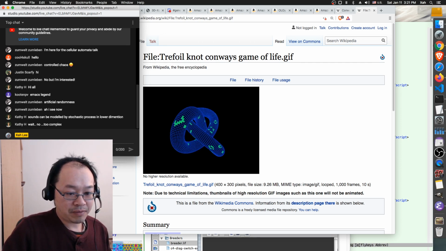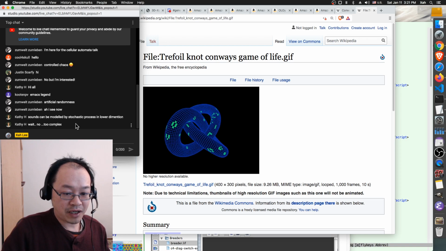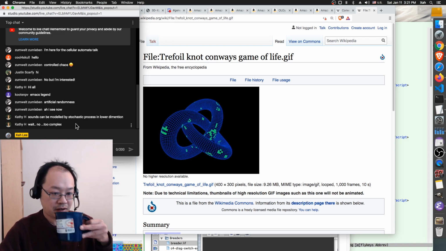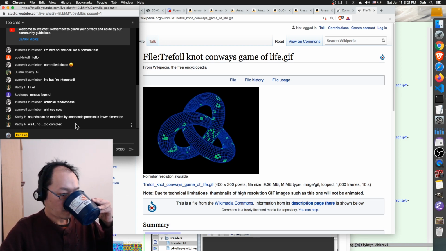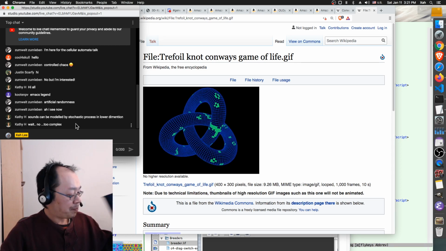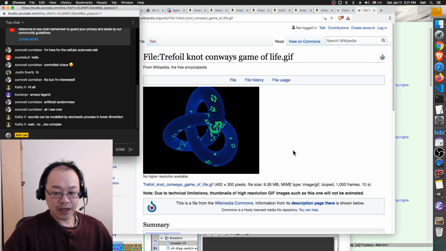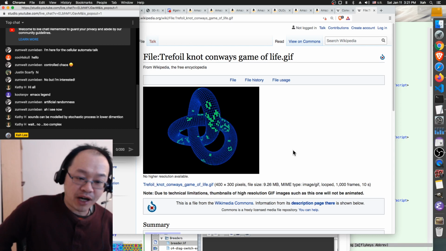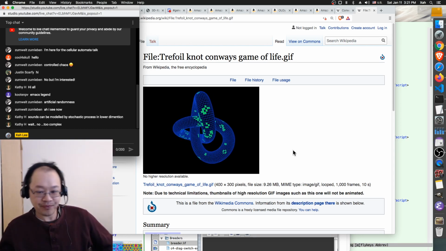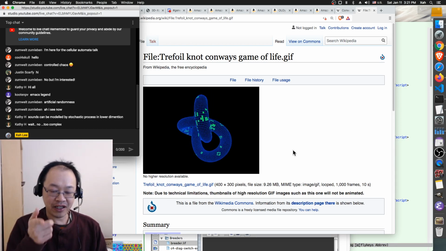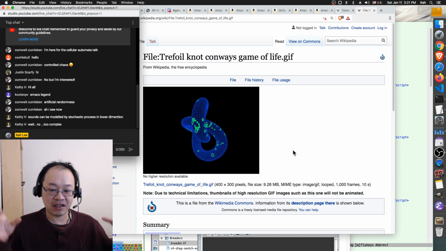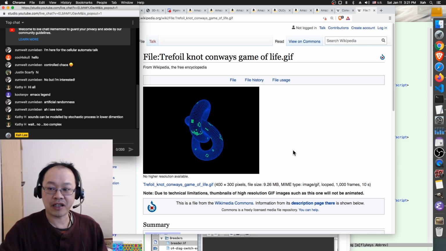So sounds can be modeled by a stochastic process in lower dimension. No, well, a stochastic process is a random process. That's a different topic. This thing is not random. This thing is fully deterministic by a simple rule.